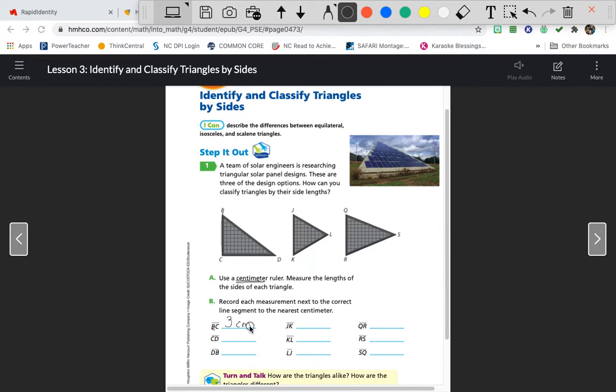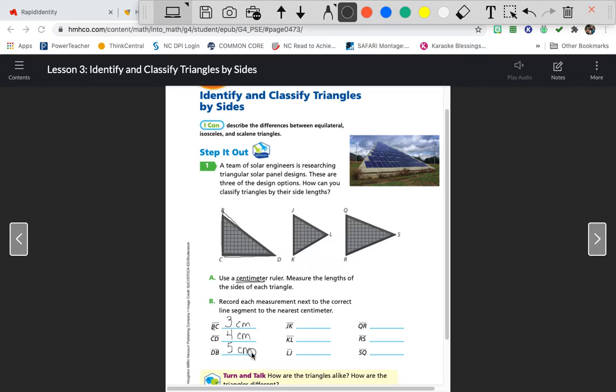Then we have CD. And that's 4 centimeters. And then DB. And we're going to say that's 5 centimeters. So pause the video here and measure the rest of these triangles and record what measurements you got. Now make sure that you record your side length accurately and precisely. If you don't get the correct side length, you might end up classifying that triangle incorrectly. So make sure you pay close attention to how you're measuring and that you're using the centimeter.